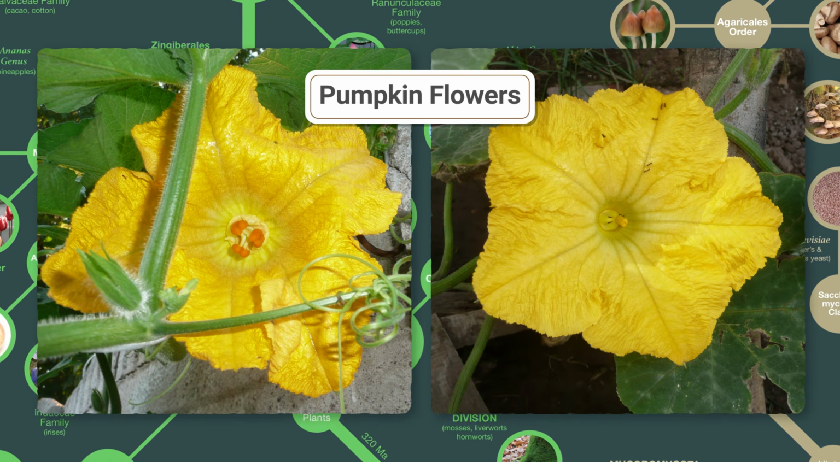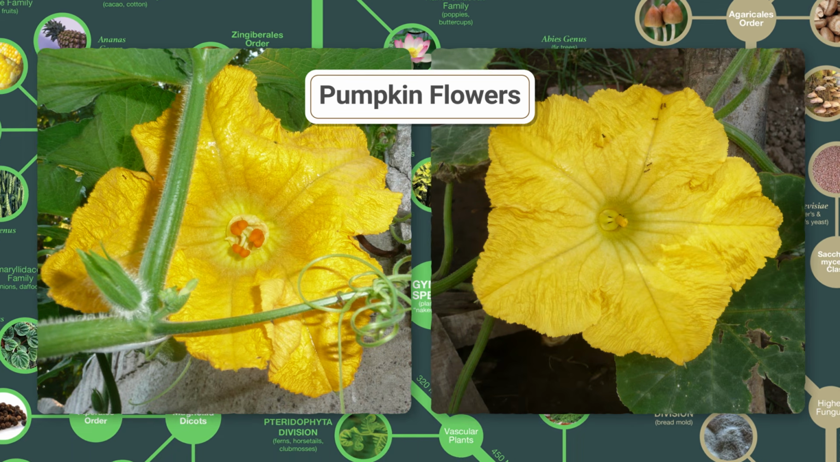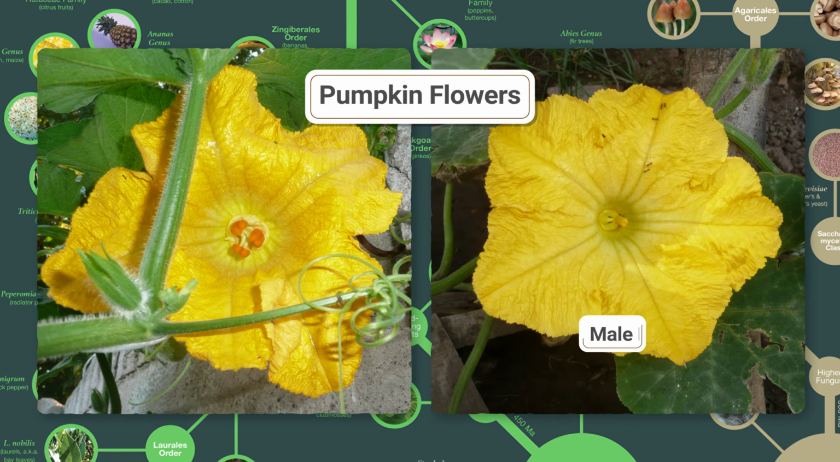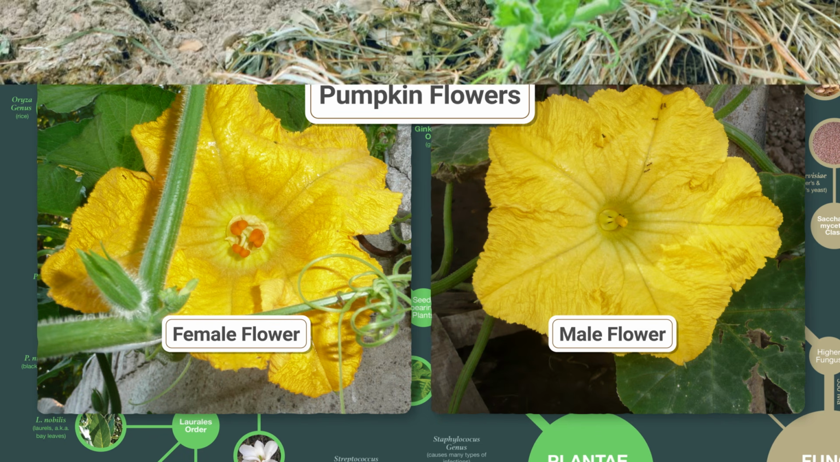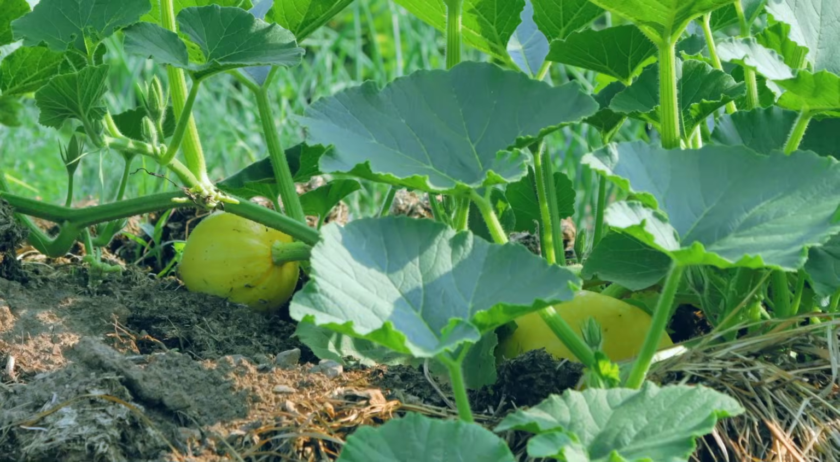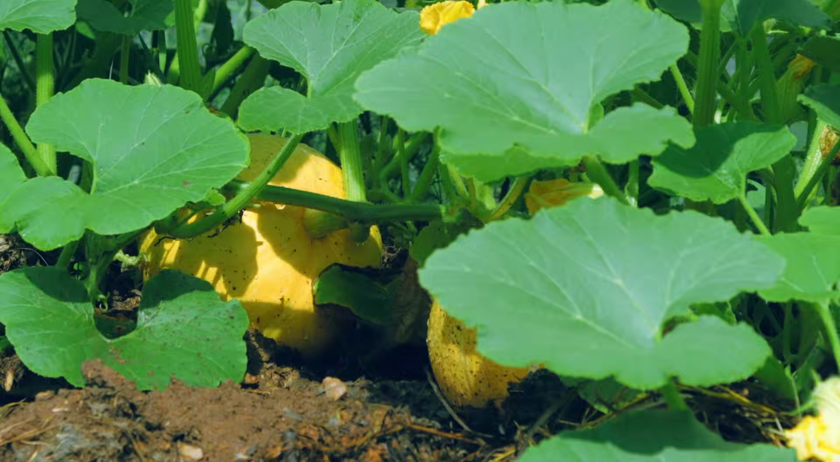So for example, on a pumpkin plant, you'll find two different types of flowers. Although they look quite similar, one type will be male and the other type will be female. Once the female flower is pollinated, the fruit, in this case the pumpkin, starts to develop at the bottom of the flower. Over time though, the flower fades away and the pumpkin gets bigger and bigger.